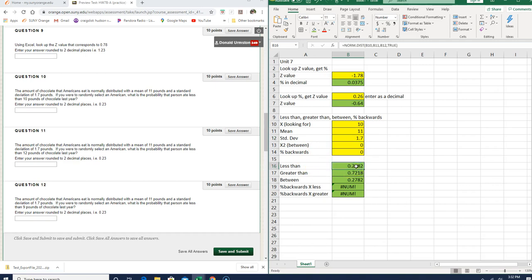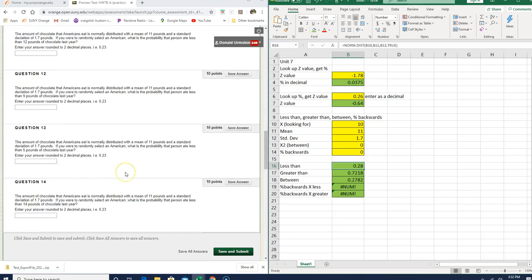And here is my answer. That wants to be 2 decimal places. I'm going to lower the decimals on that. So it is 0.28. And that was question number 10. 0.28. Now, what am I using to get that? If I look into the formula, that is norm.dist, and that is just a regular norm.dist question.